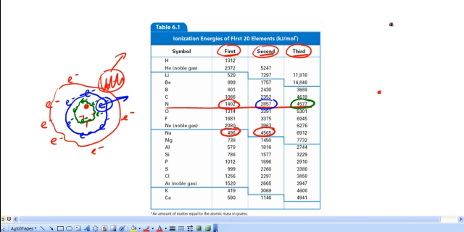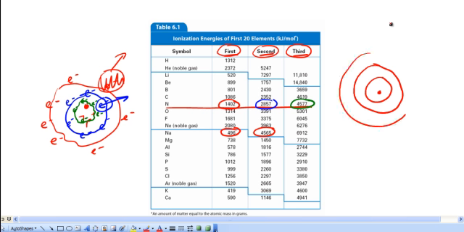Well, if you take a look at sodium's electron configuration, it has a couple of electrons in the first energy level. It's got 8 electrons in the second energy level, and then it only has 1 electron in that third energy level. So it's got 2 electrons here. It's got 8 here. 1, 2, 3, 4, 5, 6, 7, 8. And then it only has 1 electron in this outermost energy level. This electron right here is relatively easy to remove because it's so far from the nucleus.